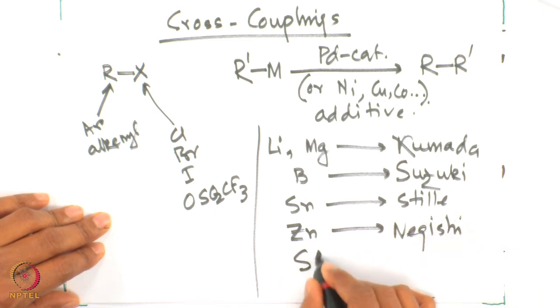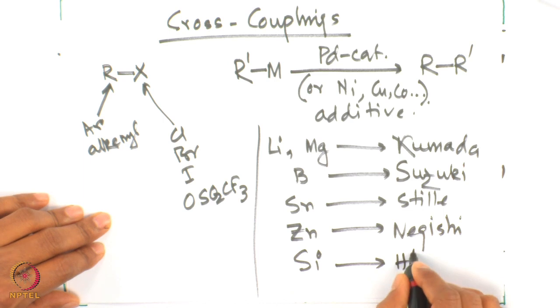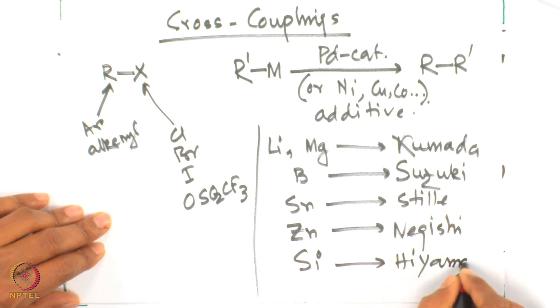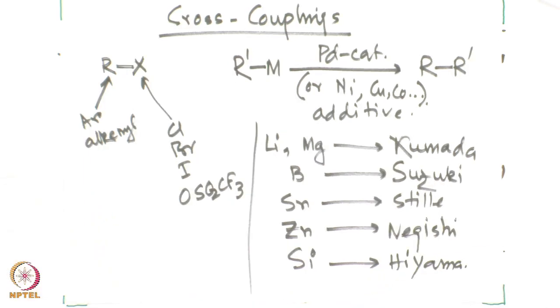And if it is silicon, that is the Hiyama reaction. Okay. Overall, then, we have these at least 5 different types of reagent, or 5 different types of starting material, that are used, for example, in palladium catalyzed carbon-carbon bond formation processes. Now, overall there is a synergy, some sort of harmony among all these 5 different types of reaction.